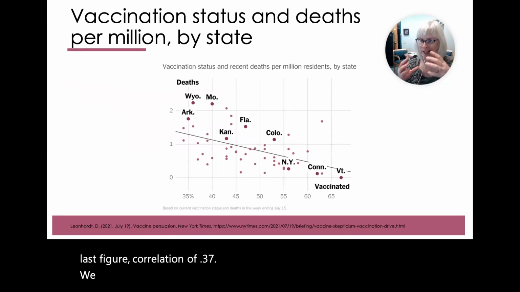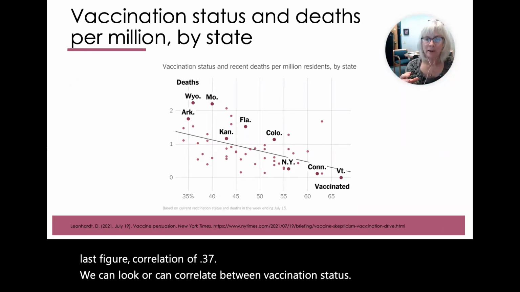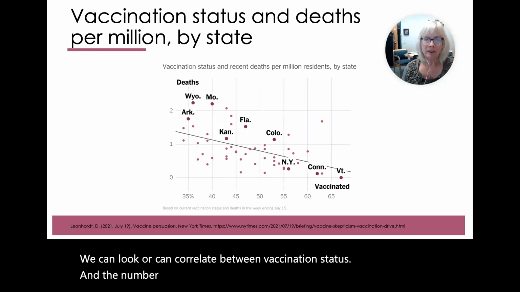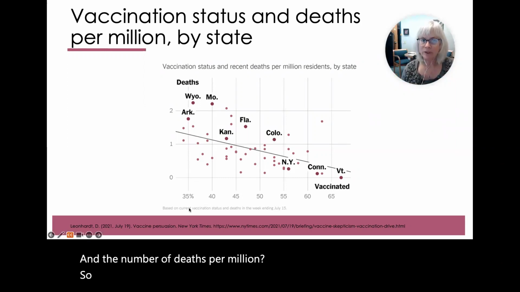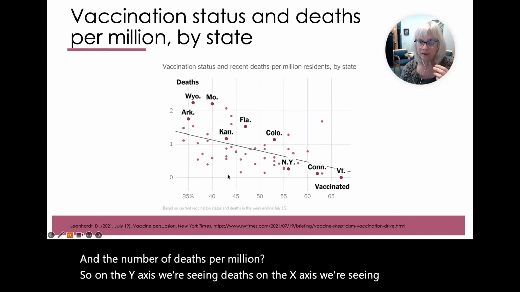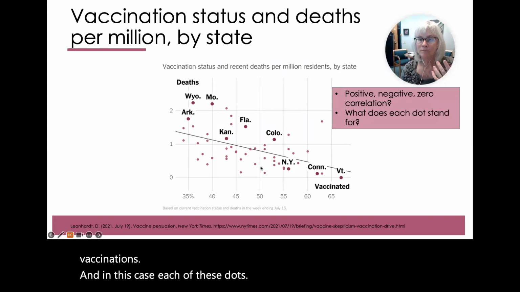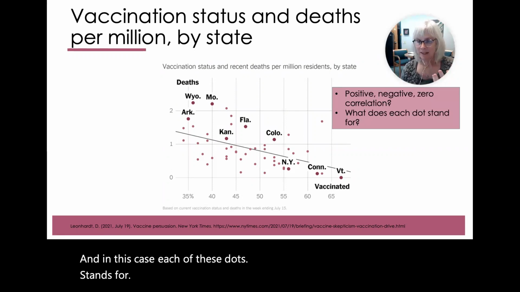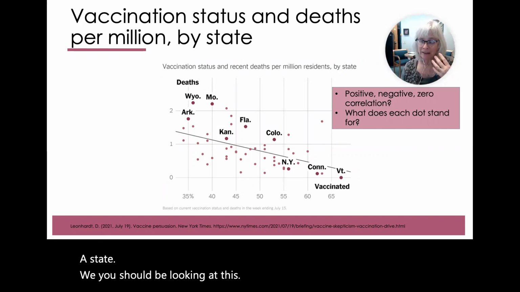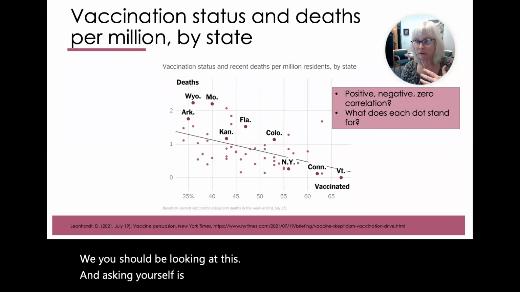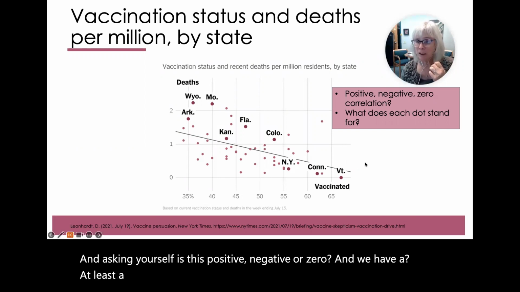We can correlate vaccination status and the number of deaths per million. On the y-axis, we're seeing deaths. On the x-axis, we're seeing vaccinations. And in this case, each of these dots stands for a state. You should be looking at this and asking yourself, is this positive, negative, or zero? And we have at least a fairly good negative correlation.